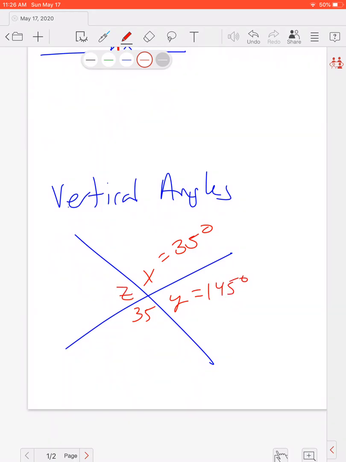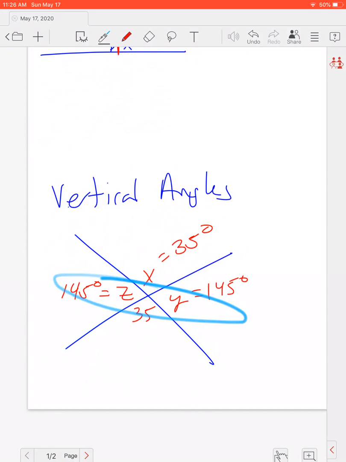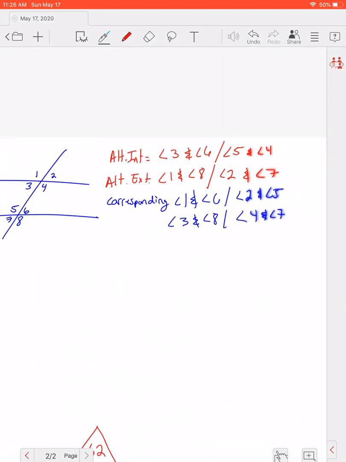And if I asked you to find this angle over here, because they're vertical, that must mean they're equal, and that is 145 degrees. Again, vertical angles are made by two lines creating an x, and therefore z and y are equal, x and 35 are equal. Okay? Let's go on to the next page here.